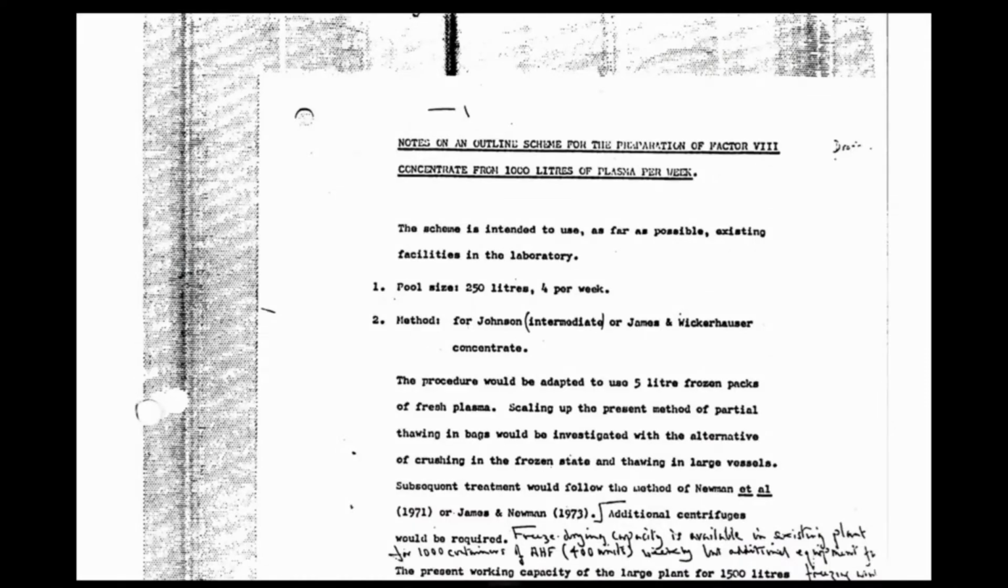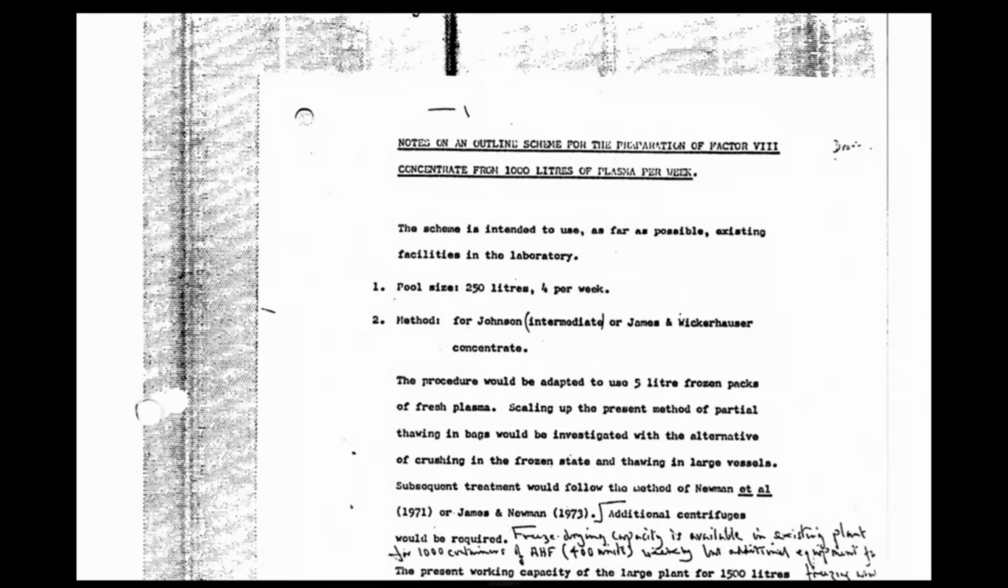I'm going to go to a couple of documents now which may shed some light on why the pool size has increased and the processes involved. If we could start with Cbla 40149, please, Sully. If we expand the top half, please. This is a memorandum which is entitled Notes on an Outline Scheme for Preparation of Factor 8 Concentrate from 1,000 litres of plasma per week. This document doesn't have a date, but from the context of it, we know that it was before March 1974. I take that from paragraph 5 of the note, which I'm not going to take you to, but refers to a timetable being achieved by March 1974, so we know that this document preceded March 1974.